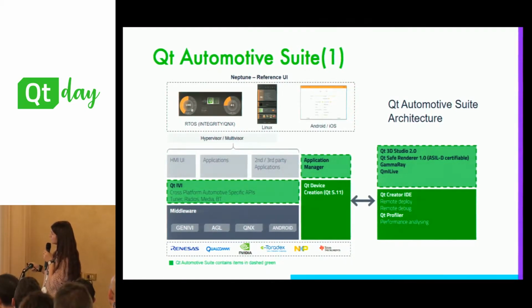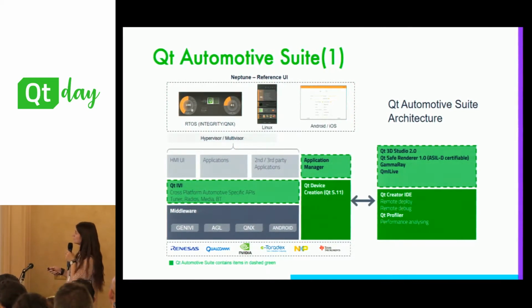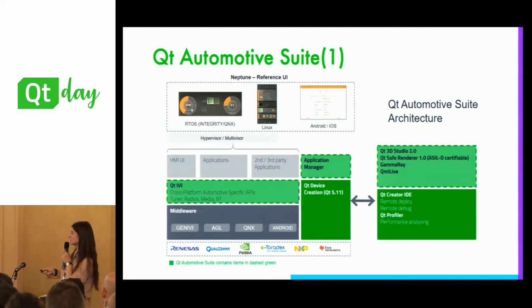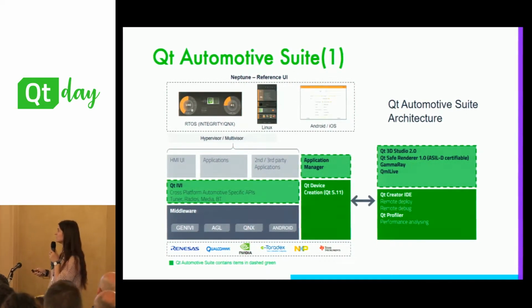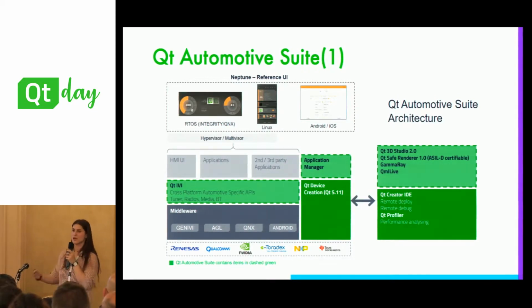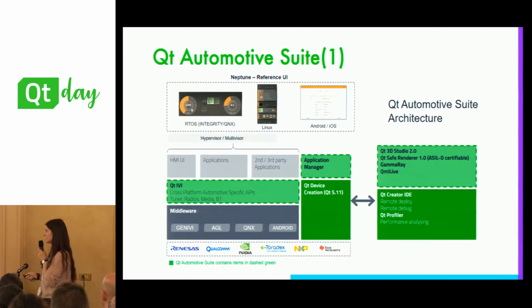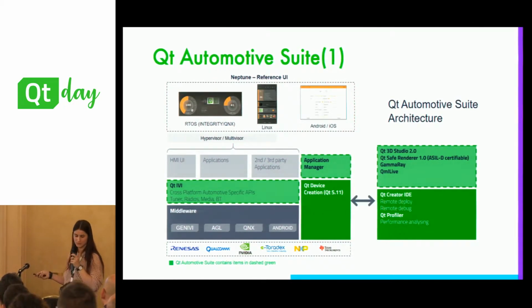Here are the additional Qt components that are actually used for the development of the Qt Automotive Suite. So Qt 3D Studio is used for a car 3D model, which is integrated in Neptune UI, as an example of how you can actually do this. Safe Renderer is used, GammaRay and QML Live, and also the Qt Creator for remote deploy and debug, and the Qt Profiler. I will explain these individually in separate slides.